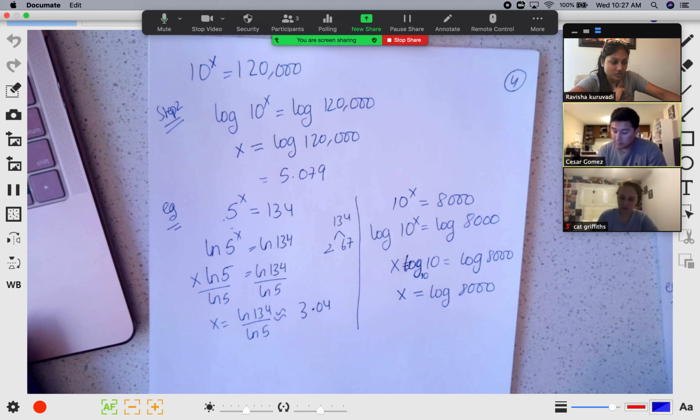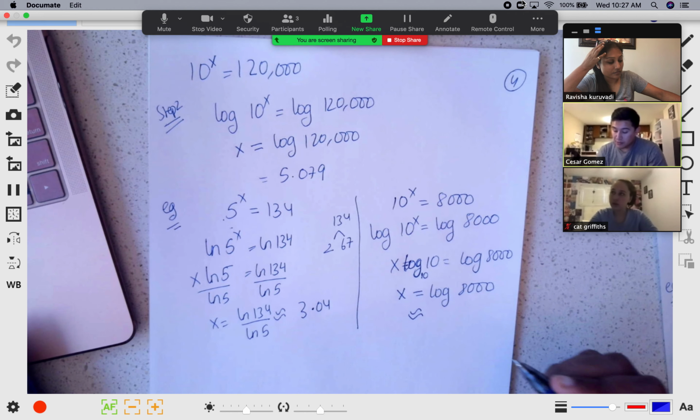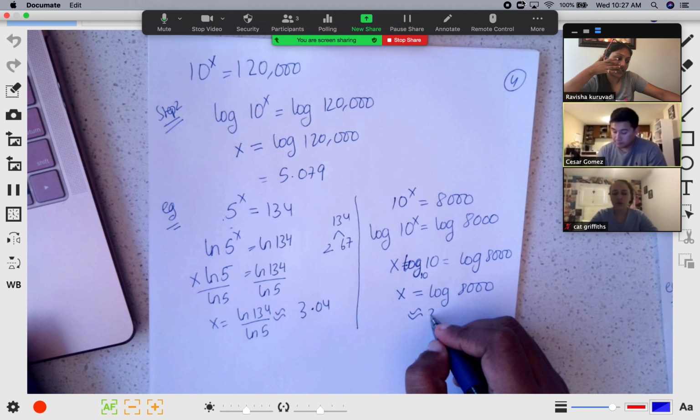And what's the approximate when you solved it? What did you get? 3.903. Perfect. Yes, 3.90.